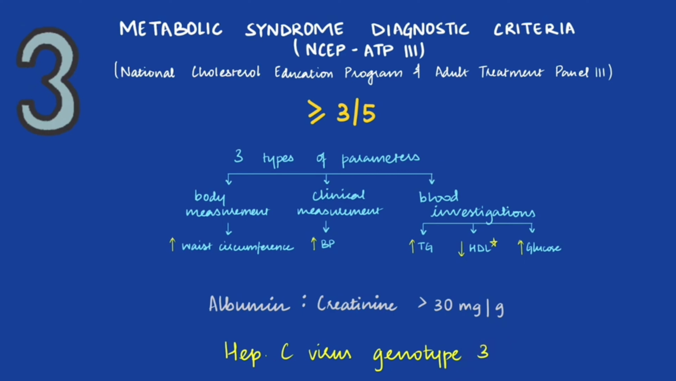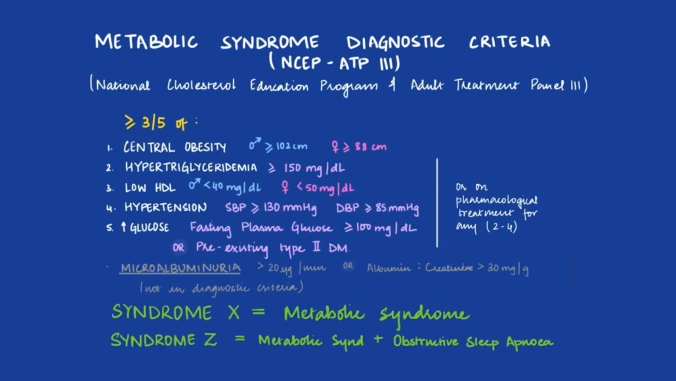Let's go ahead with the score. To diagnose metabolic syndrome, which is also known as syndrome X, we need 3 or more than 3 of these 5 criteria to be positive. The first one is central obesity. The body measurement that we had just seen, please note here that this is the central obesity, which is the waist measurement, not hip measurement.